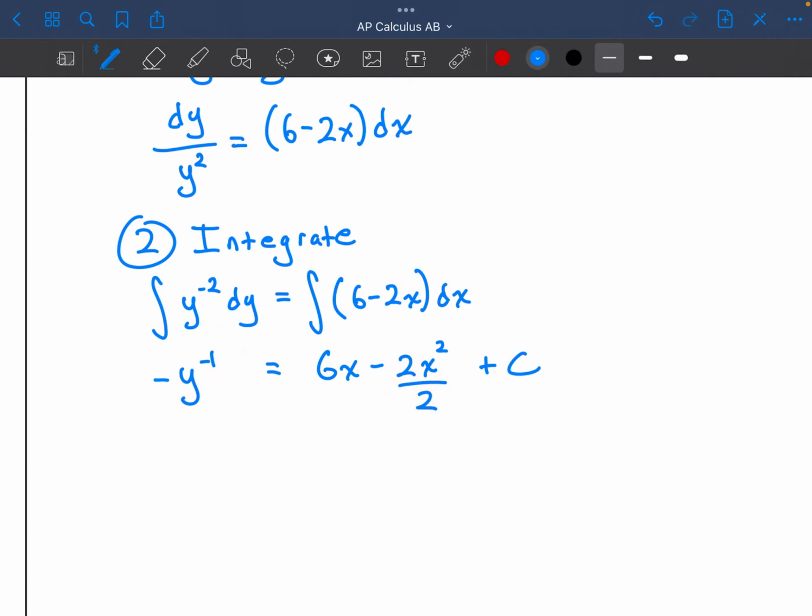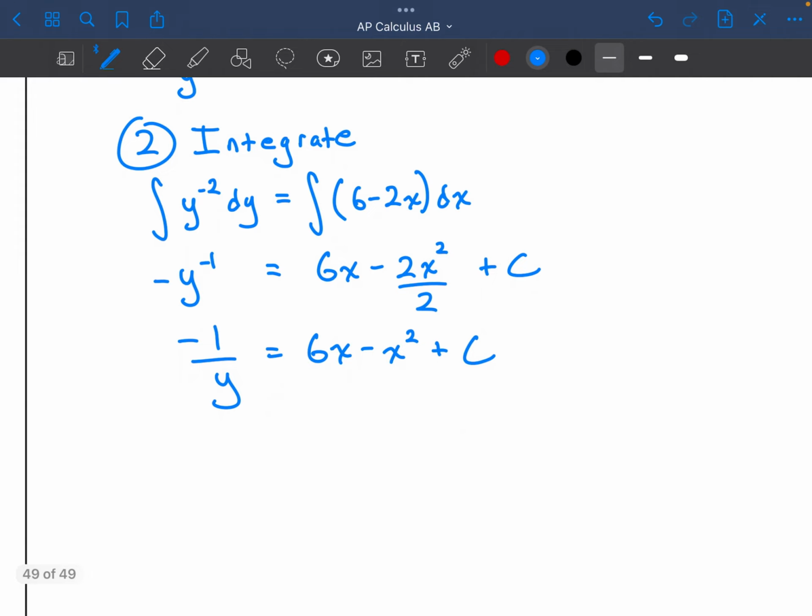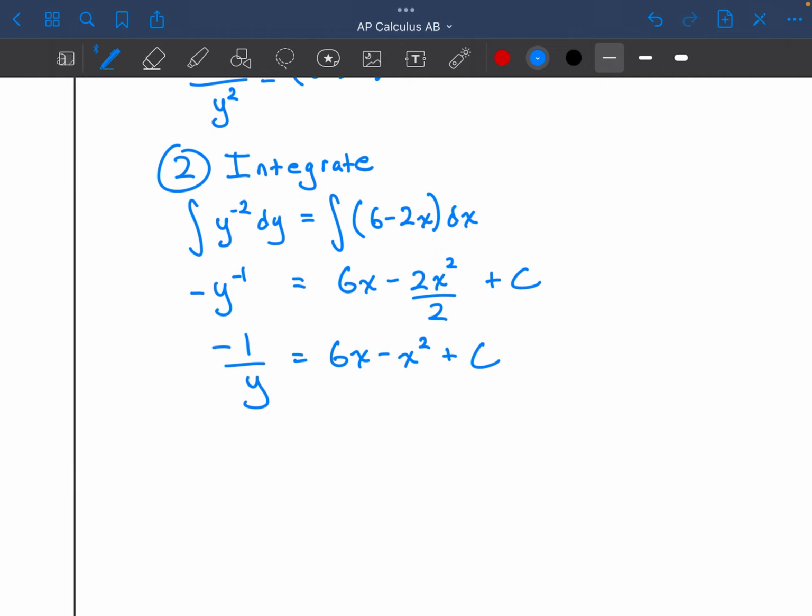So the left-hand side is really -1 over y, and the right-hand side is really 6x minus x squared plus c. Now it's nice and simplified. It just looks pretty. And I know that eventually I'm going to use it for my step 4, which is optional, but I'd like to see how many people could do. Anyway, that was step 2.